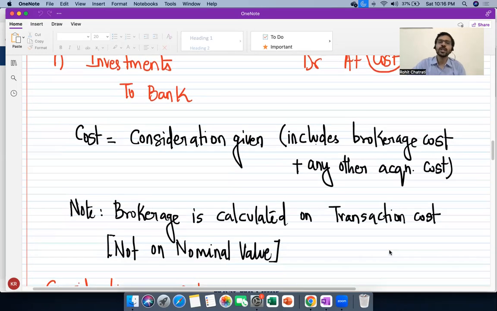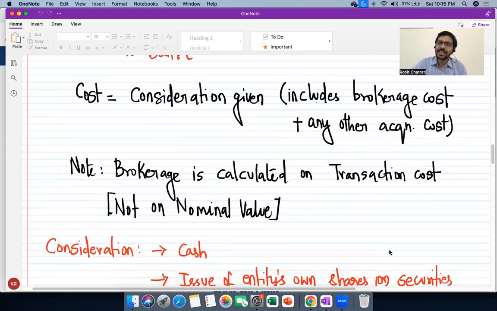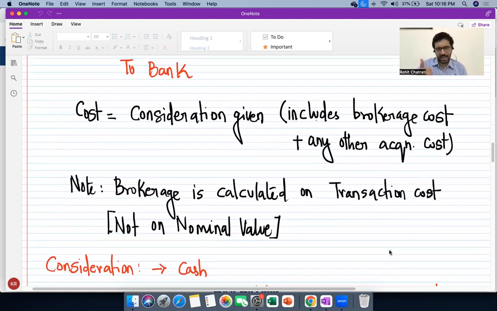Now, consideration can be in the form of cash, which predominantly it is going to be, or it can also be in the form of, let us say, I have purchased an investment in Reliance shares by giving my own shares. I have issued my own shares and I've acquired Reliance shares.